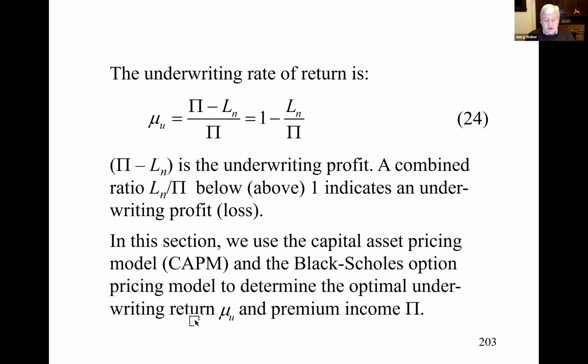Now in this section, we use a capital asset pricing model and the Black-Scholes option pricing model to determine the optimal underwriting return, mu, and premium income. So we will use the two models to explain this underwriting return here and also the premium income.